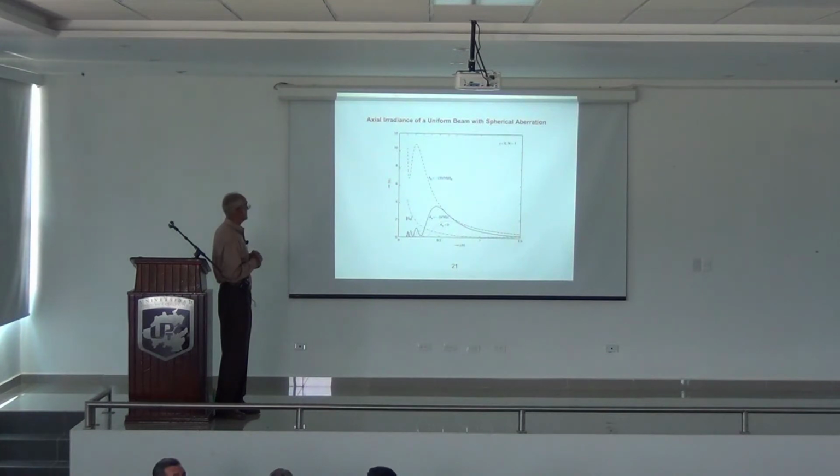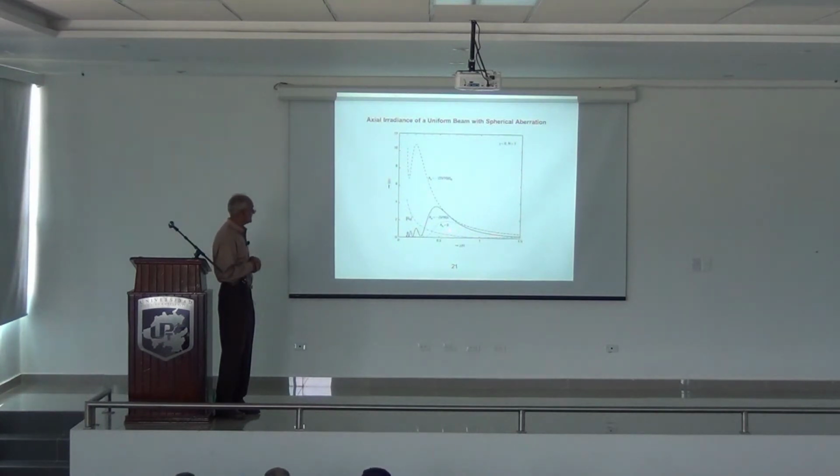Irradiance at a distance z, and it is the axial irradiance, as a function of z over r. The focal point is here. With no spherical aberration, this is how the axial irradiance is.